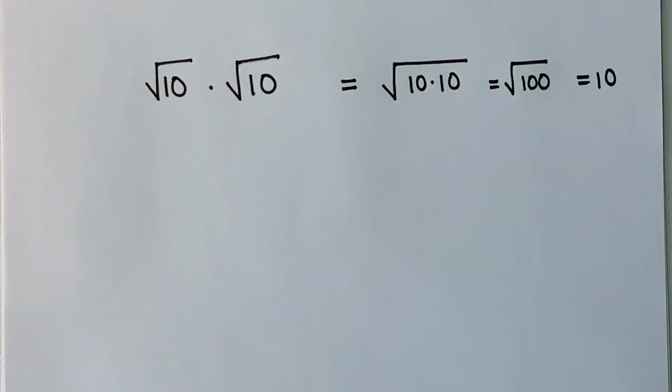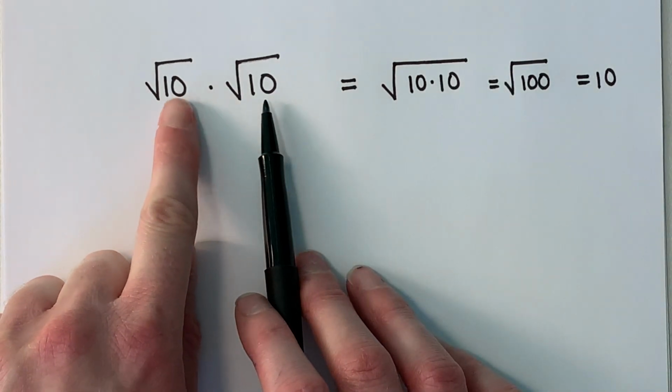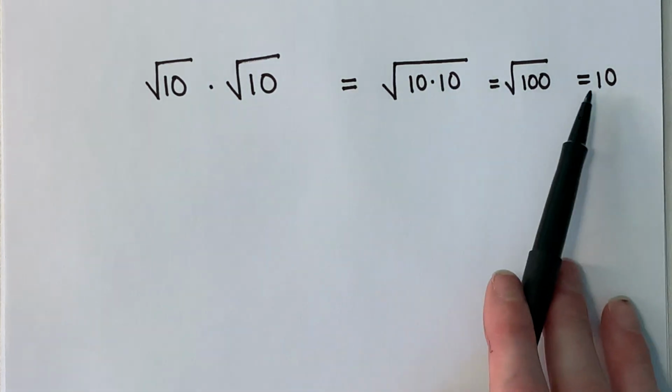We of course could have used our shortcut here as well, which says when you're multiplying two identical square roots, the answer is just the radicand 10. Now, this is how we multiply radicals.